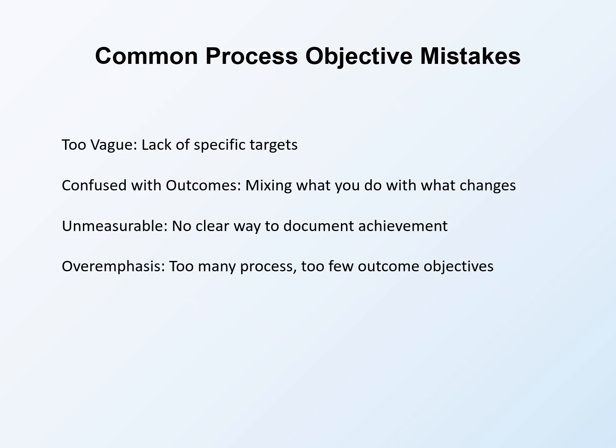Confused with outcomes means mixing what you do with what changes. Improve participant knowledge is an outcome, not a process objective. What you do is deliver training. What changes is knowledge. Unmeasurable objectives have no clear way to document achievement. If you cannot identify the data source that would verify the objective, it is not measurable. Overemphasis means too many process objectives and too few outcomes. Funders want to see change, not just activity. Balance process and outcome objectives appropriately.